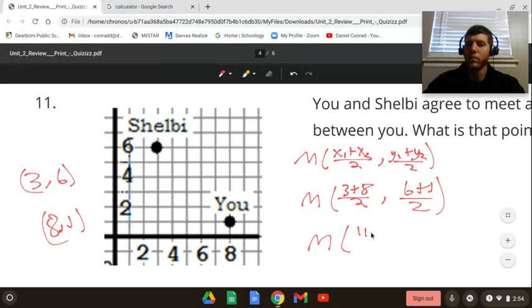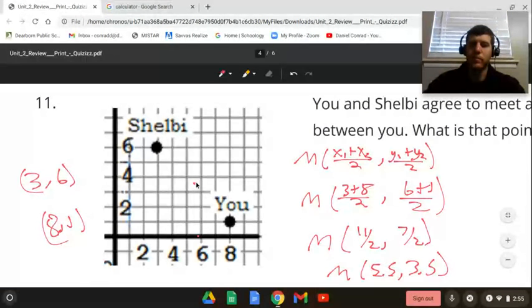Okay, so that's 11 over 2. This is 7 over 2. So if you want to write them as decimals, 11 over 2 is 5.5, and then 7 over 2 is 3.5. So 5.5 and then 3.5, right here, would be your midpoint. Okay, so pretty straightforward there. Average of the x's, average of the y's.